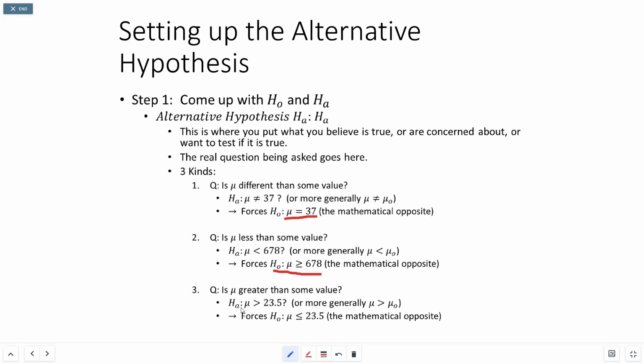Or let's say now we're talking about number of orders placed, and you look at the sample data and you notice in the summary statistics that the average number of orders placed is actually like 50 something. Last year the marketing team was using 23.5 to guide them, and you think it's actually more. So this is your alternative, and that's going to force your null to be the mathematical opposite. So if this is greater than, it's going to flip to less than, and you can add the equal sign. Okay.